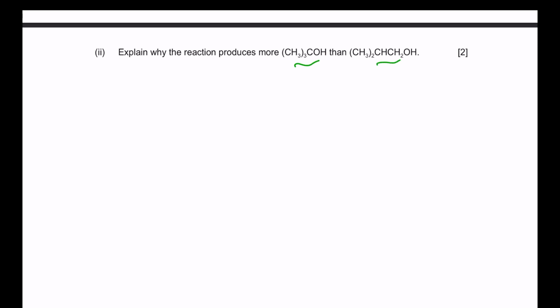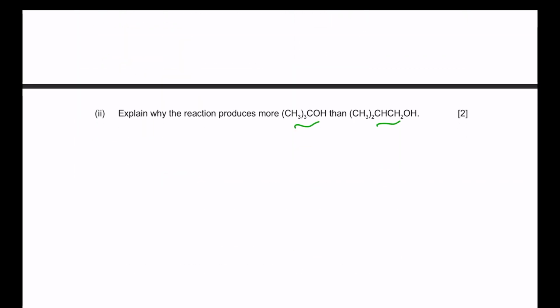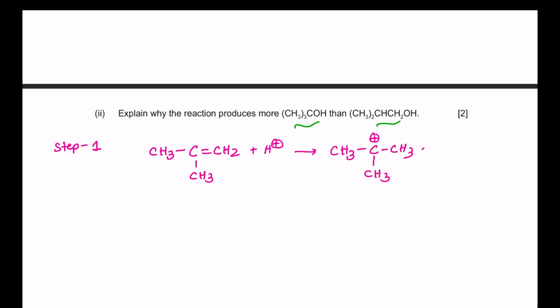Now we have to look at Markovnikov's rule. If we look at the mechanism of this reaction, after step 1, two carbocations can be formed. Step 1 is that an H plus will be added. So either this carbocation will be formed or this carbocation will be formed.